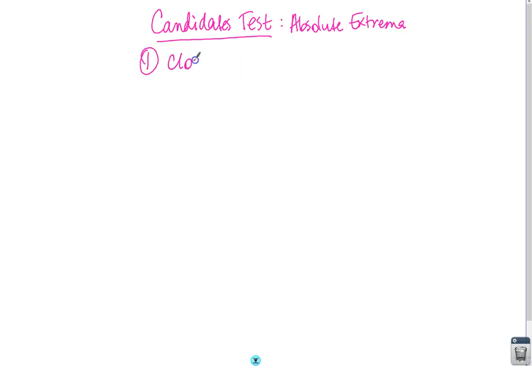The candidates test: the sole purpose of that is to determine absolute extrema. You can only use that on a closed interval as long as your function is also continuous. Does anyone remember what theorem this went with? Anyone? The extreme value theorem. So that is your candidates test, for determining absolute maximums and minimums.